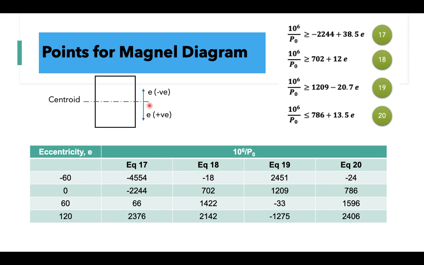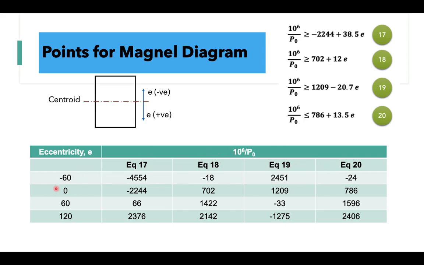If you still remember the sign conventions for a pre-stressed concrete design, for the bottom part, below the centroid, we consider the eccentricity to be positive, but above the centroid, the value of the eccentricity will be negative, right? So we are going to select a few values to consider the equations from 17 to 20, sorry.